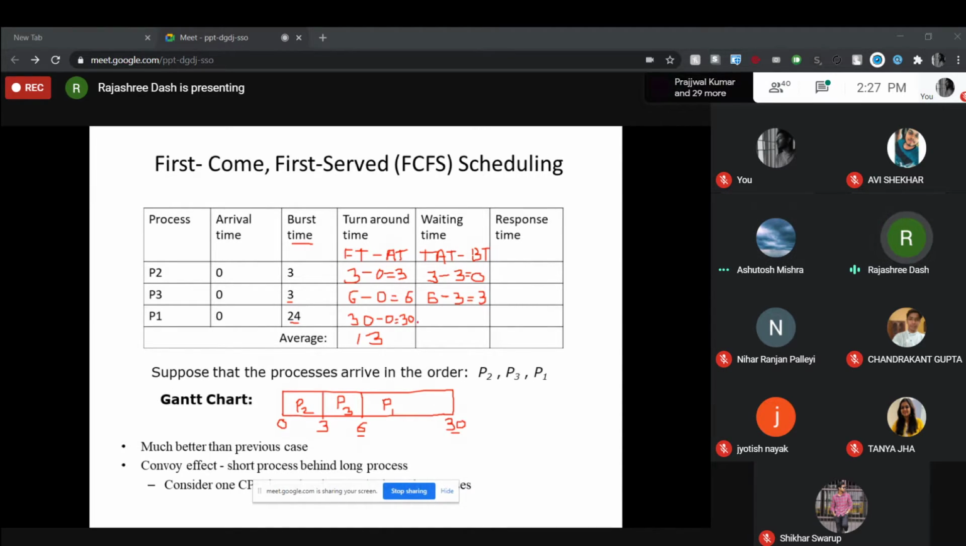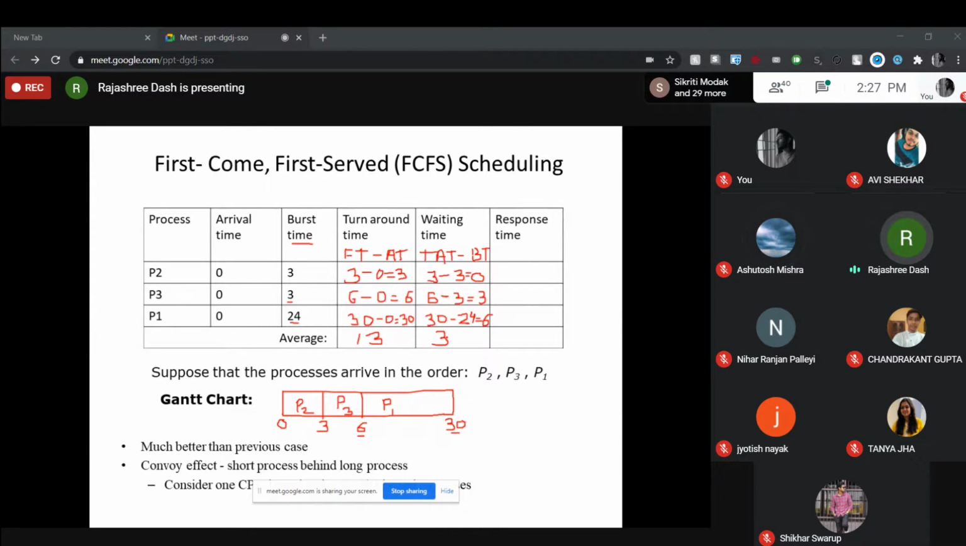Now, what is the waiting time for process P1? 30 minus 24, that is 6. So what is the average waiting time you have found? What is the average waiting time? It is 3.